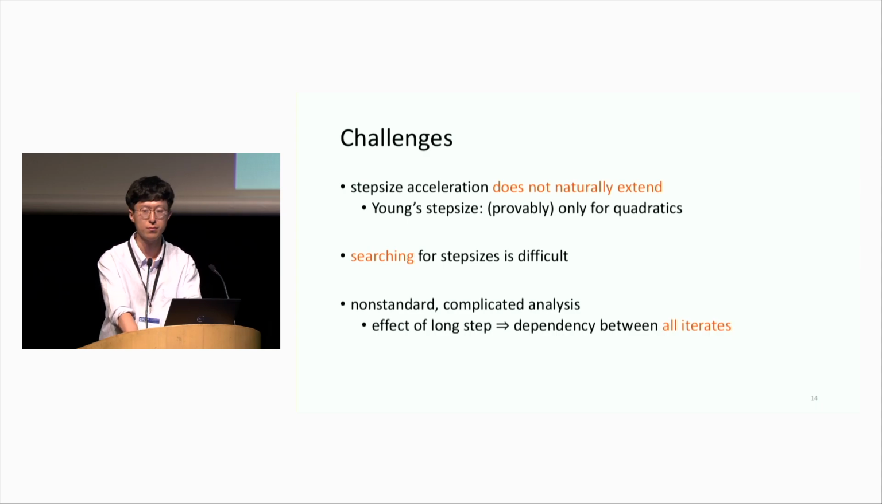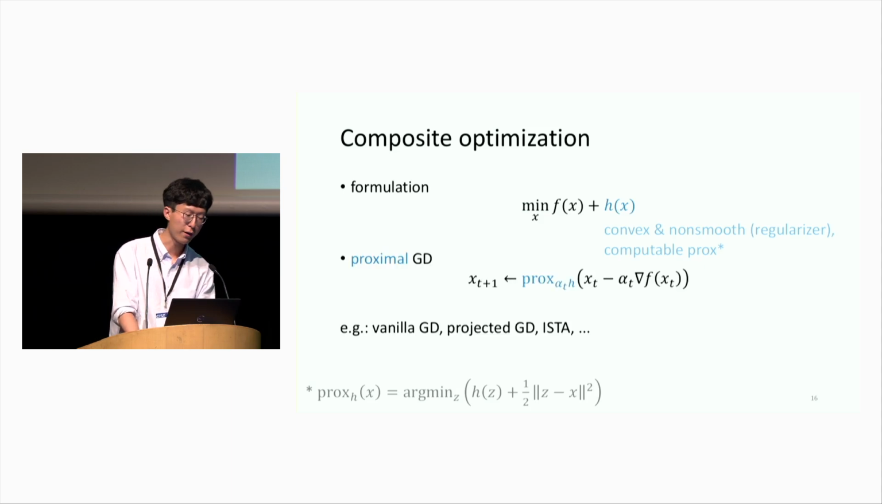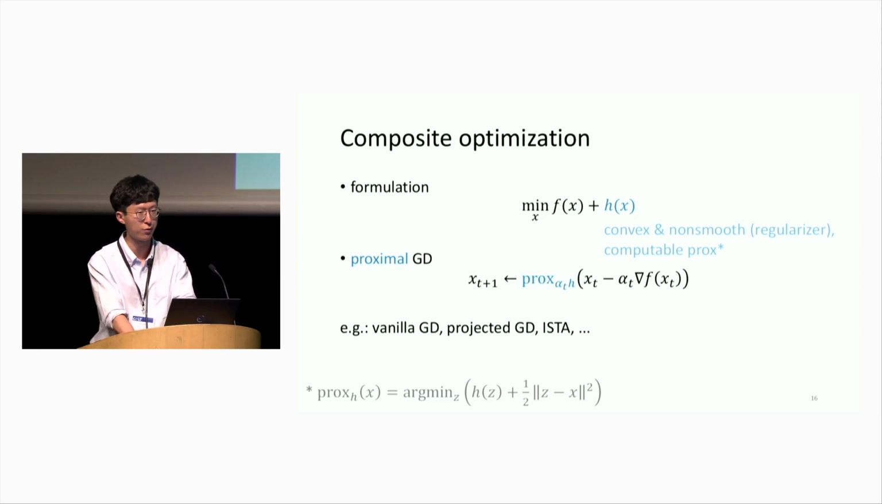The setting that we consider is what's called composite optimization. Instead of just minimizing f, we minimize f plus h. The standard assumption on h is that it is convex, and it can be non-smooth. We also assume that its proximal operator can be accessed. An easy way to think of h is as some kind of regularization, such as the L1 norm. An analog of GD here is proximal GD. Of course, this includes vanilla GD, but also projected GD, ISTA, and so on.